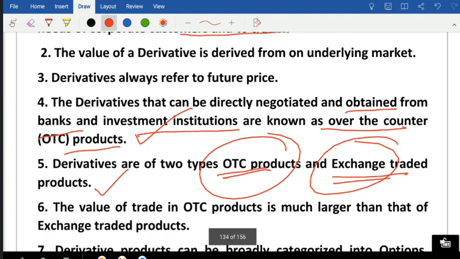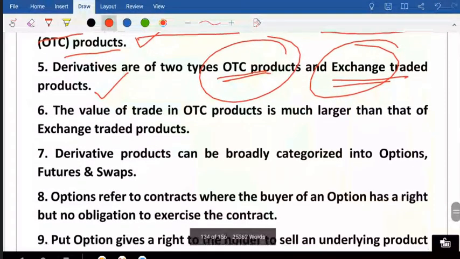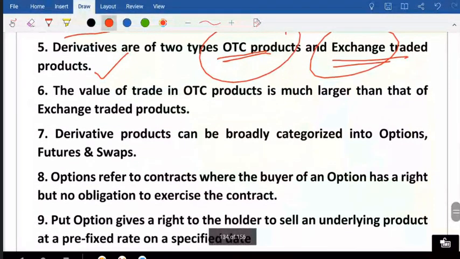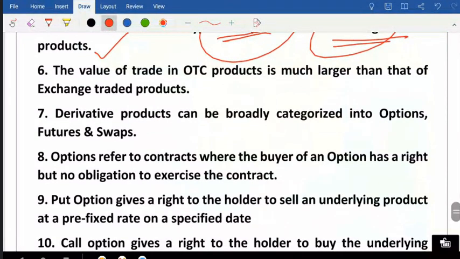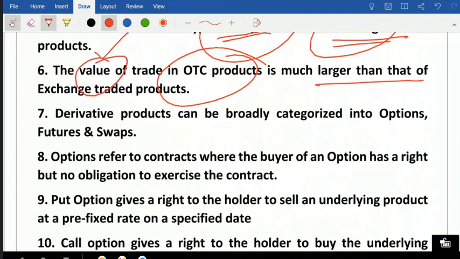The value of trade in OTC product is much larger than that of the exchange traded product. So that means OTC is prevailing nowadays. The value in OTC is more as compared to the exchange traded product. That means OTC is more popular than the exchange traded product.